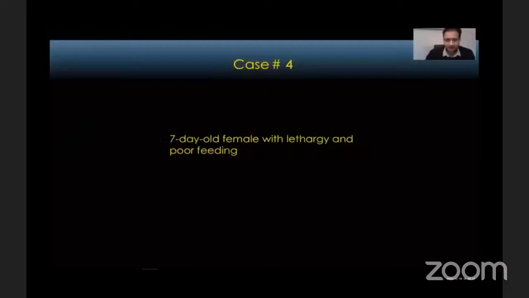Next case, case number 4, is a 7-day-old female who presented with lethargy and poor feeding.